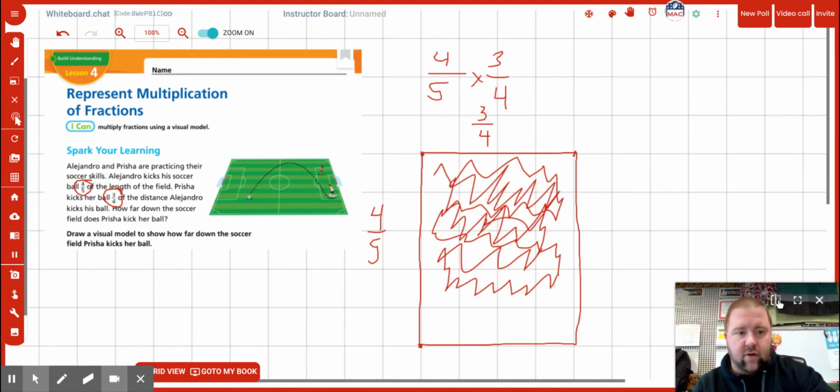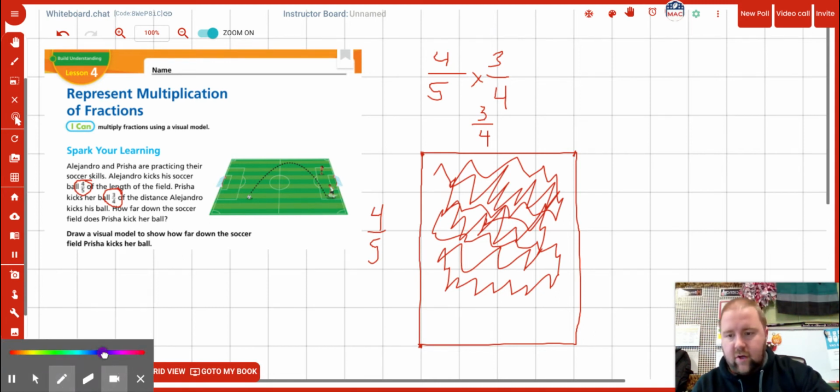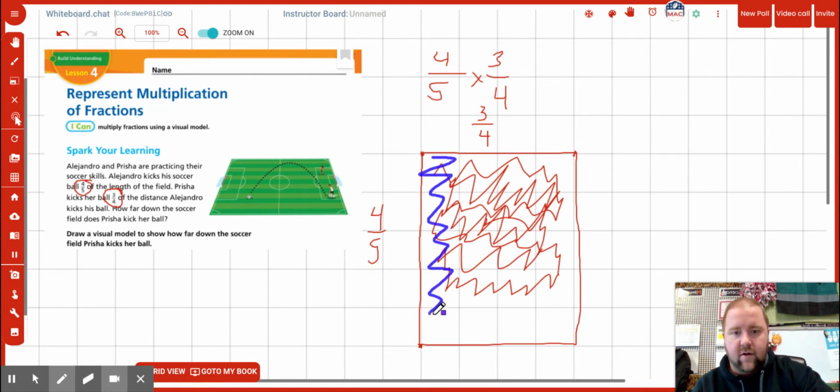Now I'm going to change colors. I'm going to go to a different color. Sorry, I'm trying to move something out of the way. Actually, I'll use this tool over here. Okay, so I'll go to a blue, and I will shade in 3/4, which means 3 out of the 4 columns here. So that's 1, 2, 3.